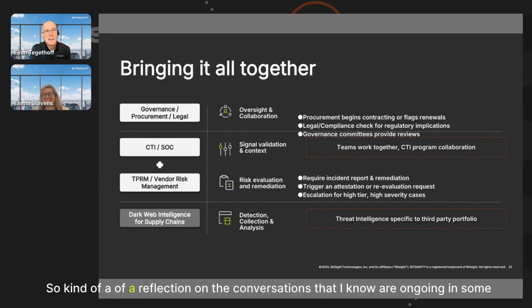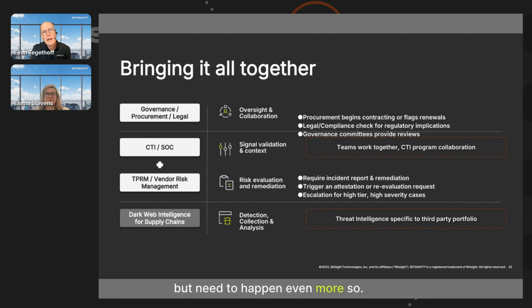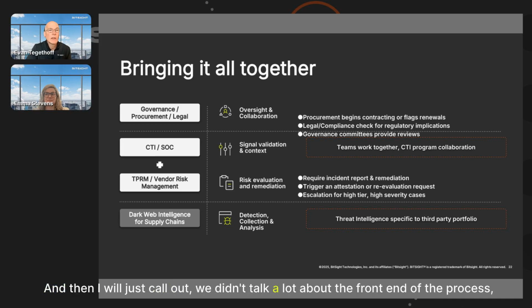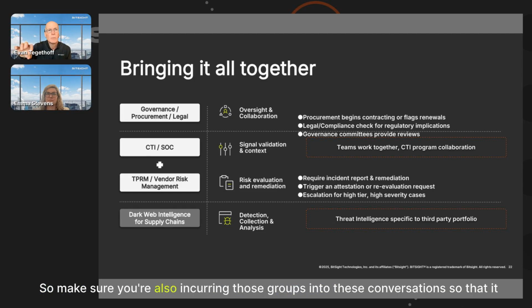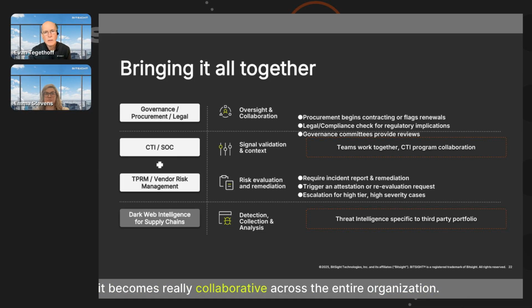So this is a reflection on the conversations that I know are ongoing in some, but need to happen even more so. And then I will just call out, we didn't talk a lot about the front end of the process, but there is this whole governance layer. A lot of times it even begins with procurement and other vendor management. So make sure you're also bringing those groups into these conversations, so that it becomes really collaborative across the entire organization.